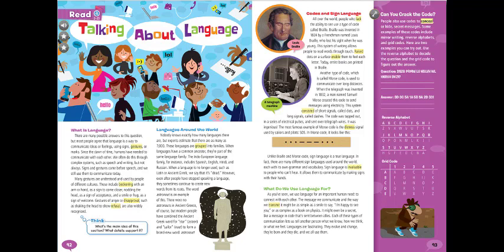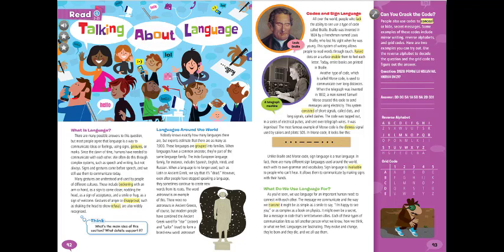Languages around the world. Nobody knows exactly how many languages there are, but experts estimate that there are as many as 7,000. These languages are grouped into families. When languages have a common ancestor, they're part of the same language family. The Indo-European language family, for instance, includes Spanish, English, Hindi, and Russian. When a language is no longer used, such as Latin or ancient Greek, we say that it's dead.